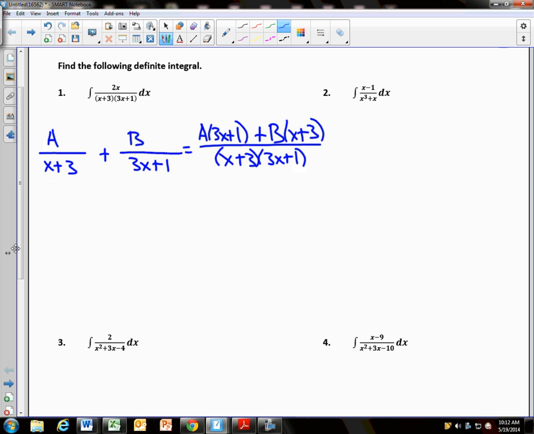So, as we multiply this out, I distribute the A. I get 3Ax plus what? A plus Bx plus 3B. And that has to come out to equaling how many x's? 2 x's and how many constants? 0.